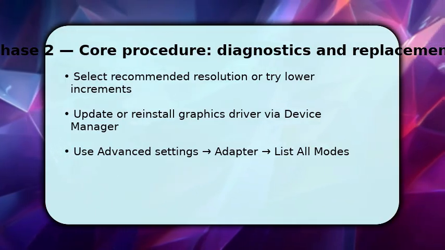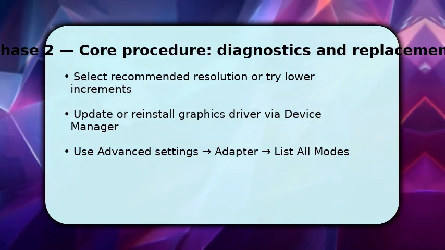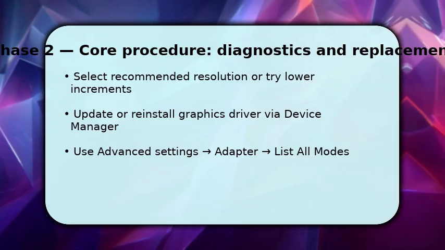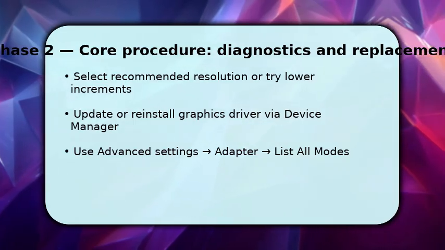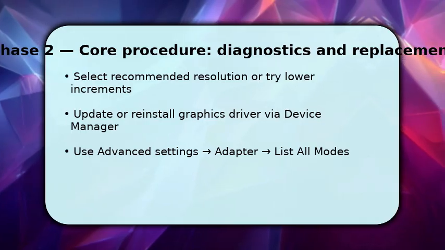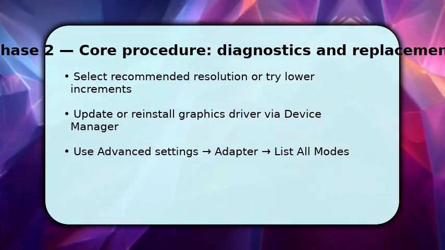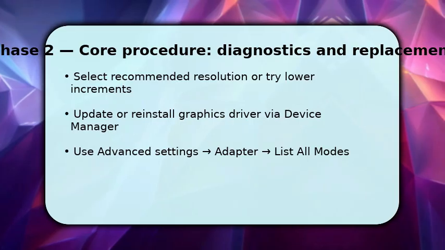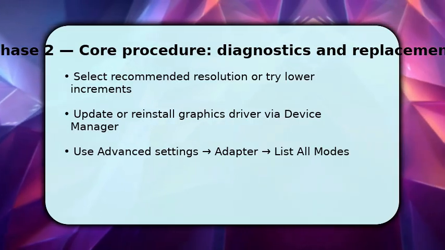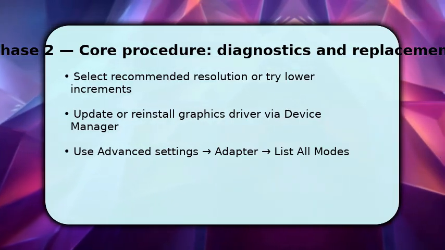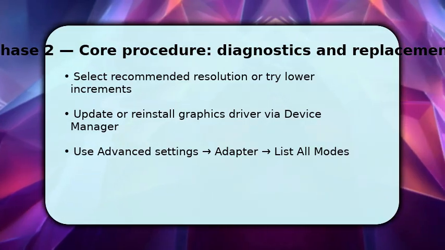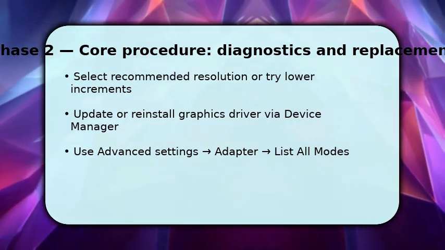If modes are missing, open Device Manager and update or roll back the display adapter driver. You may need to uninstall and reinstall the driver. For exact modes, click Advanced Settings, Adapter tab, then list all modes to pick refresh rate and color depth. Once done, apply settings and use the 15-second confirmation to keep the change, ensuring the desktop scale.